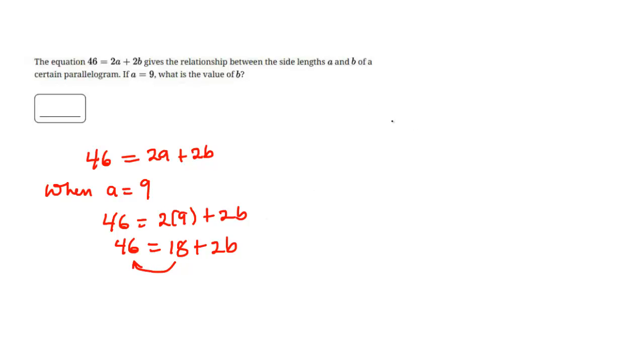So if we bring it that way, that would be what? 46 minus what? 18 is equal to what? 2b. And 46 minus 18 will give us what? 28 is equal to 2b.